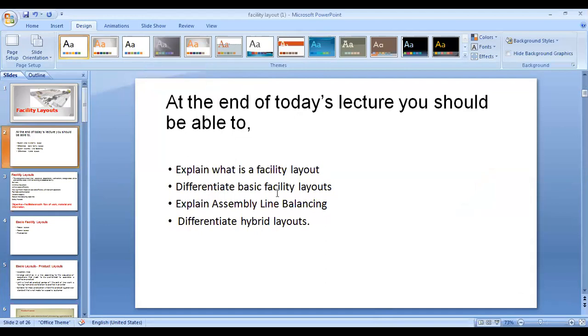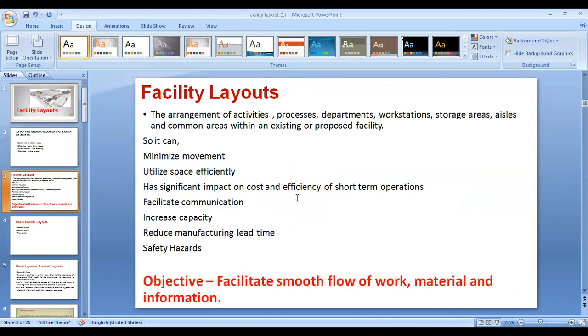At the end of today's lecture, you should be able to explain what is a facility layout, differentiate basic facility layouts. You should be able to explain assembly line balancing, and also you need to have this technique applied, and you need to be able to differentiate the hybrid layouts. So let's look at what is a facility layout.